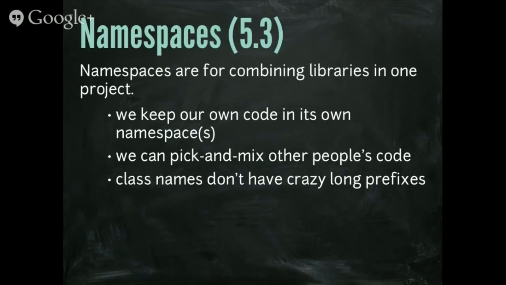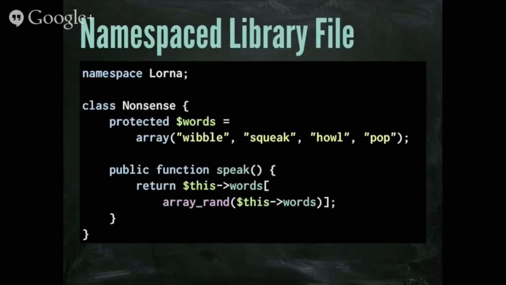So let me show you an example with namespaces. Here is a frivolous example namespace library file. In PHP, we put a single class into a file with nothing else. So each class goes on its own in its own file. This class will be called nonsense.php, and it will probably be in a Lorna directory. The first thing in the file is the namespace declaration, which says which namespace this class is in. And that namespace is valid until the end of the file. One of the few times in PHP where it cares about where the file ends.